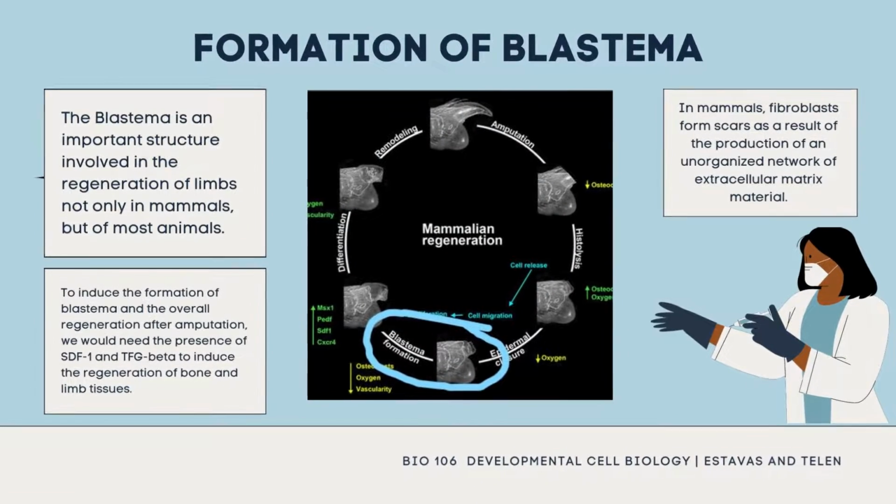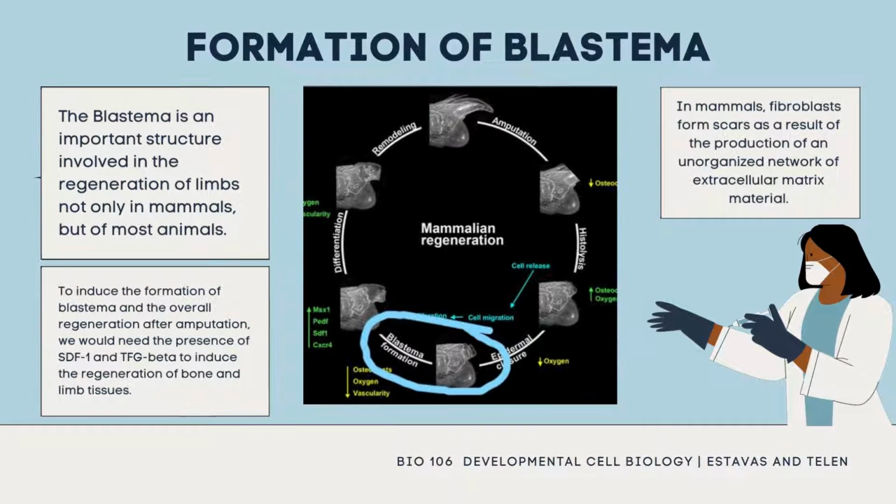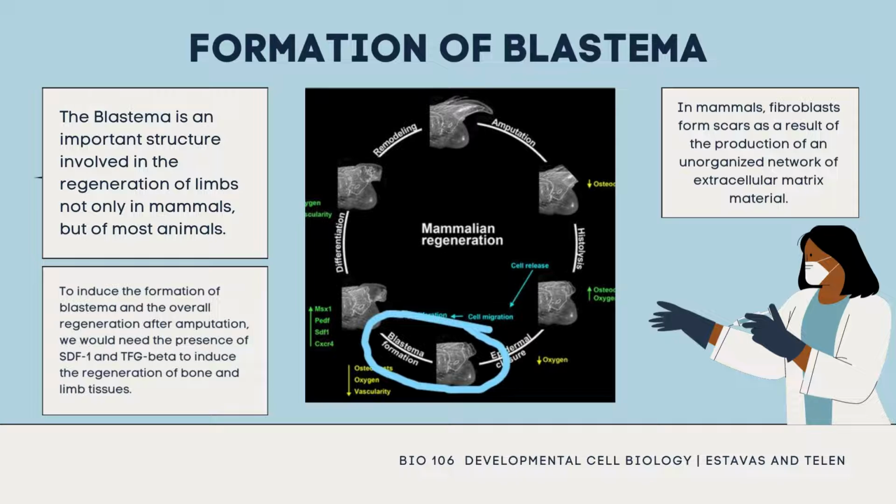Following the AER or AEC in salamanders, fibroblasts of the connective tissue meshwork break free and migrate at the center of the wound. Fibroblasts proliferate there to form the blastema. In mammals, fibroblasts form scars as a result of the production of an organized network of extracellular matrix material. Fibroblasts of salamanders stop proliferating once normal architecture is restored. As mentioned before, wound induction would be done in order to initiate the formation of the blastema.